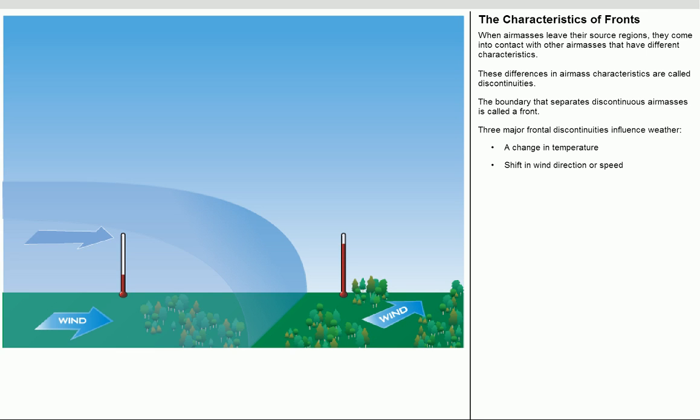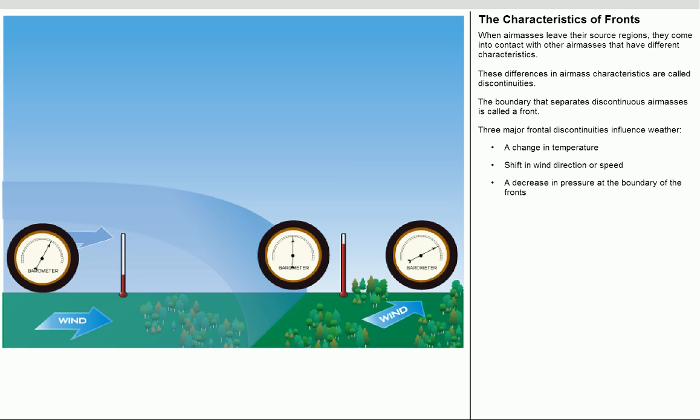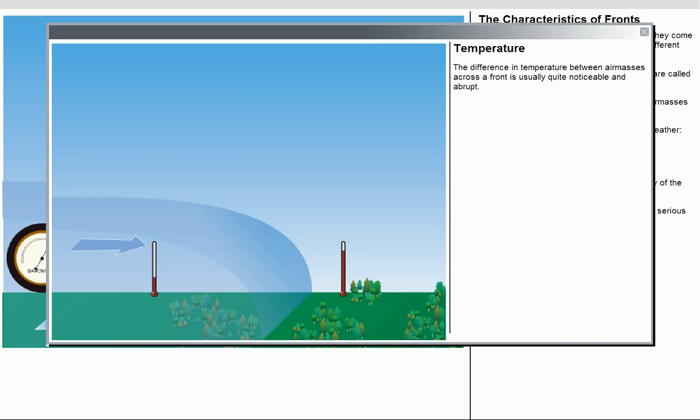3 major discontinuities influence frontal weather. A change in temperature is one of the most easily recognized discontinuities across a front. Another discontinuity is a shift in wind direction or wind speed. Even if you don't notice the difference in temperature, you'll almost always notice the discontinuities in wind direction. The third discontinuity is a decrease in barometric pressure as a front approaches. The pressure is lowest at the boundary of the front. Because the discontinuities can produce serious hazards to flight, always watch for indications of frontal boundaries.